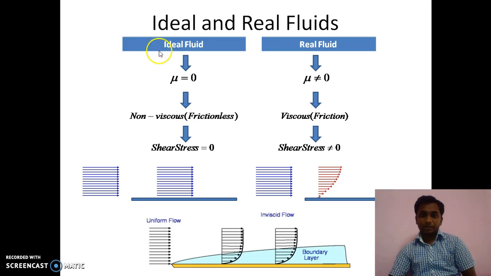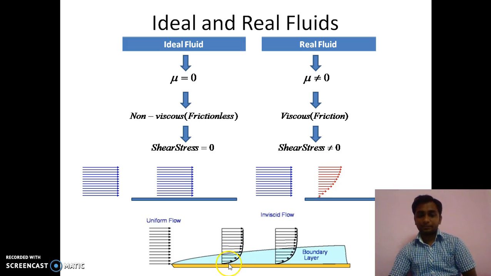Now we'll understand why we are studying ideal fluids. Definitely this is not physically possible. It is an impractical situation we are considering. But when we talk about a stationary plate over which some fluid is flowing, what is happening? The first layer will have zero velocity and you will have some velocity variation.